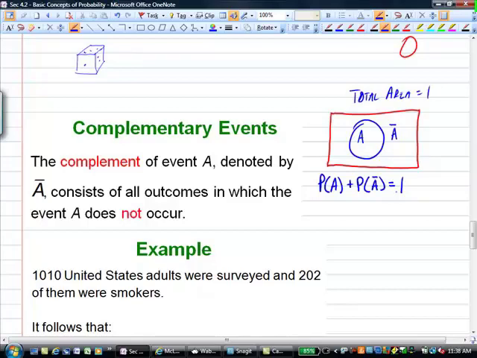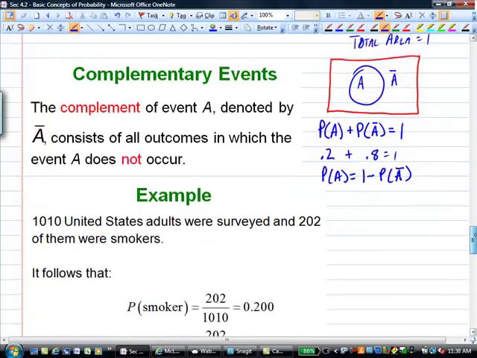That's it. If we let the event A be the probability of rain, then what would be the probability of no rain? 1 minus the probability of rain. If I told you the probability of rain is 20%, what would be the probability of no rain? 80%. So the probability of an event is equal to 1 minus the probability of the complement. It's another way of looking at it.